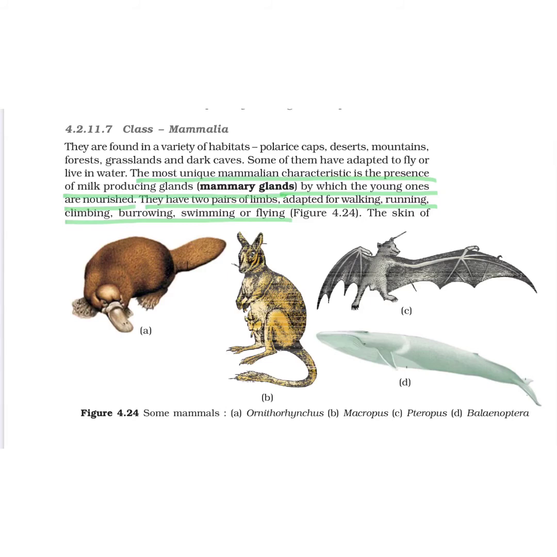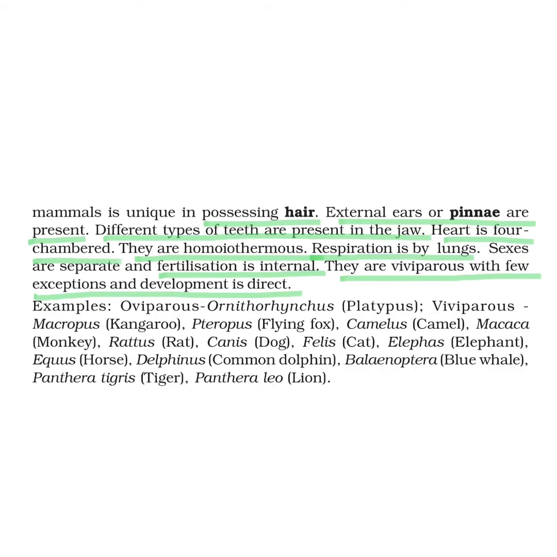Then if we see their limbs, two pairs of limbs are present. They are adapted either for walking, running, climbing, burrowing, swimming, flying, because of different habitats. Then the skin of mammals is very unique because it possesses hair. This is also one of the important features of class Mammalia. Then external ears, known as pinna, are present.